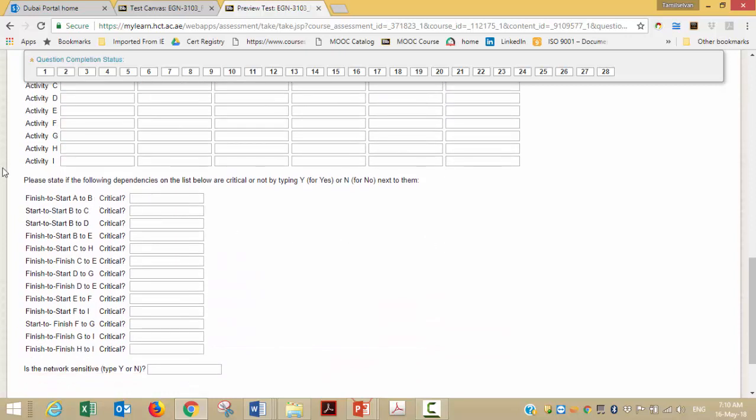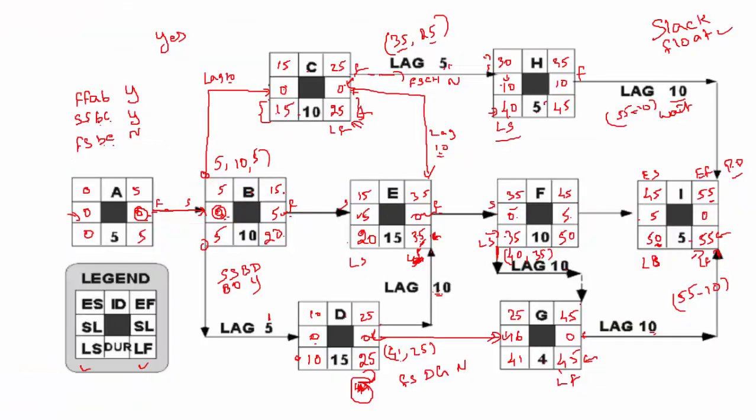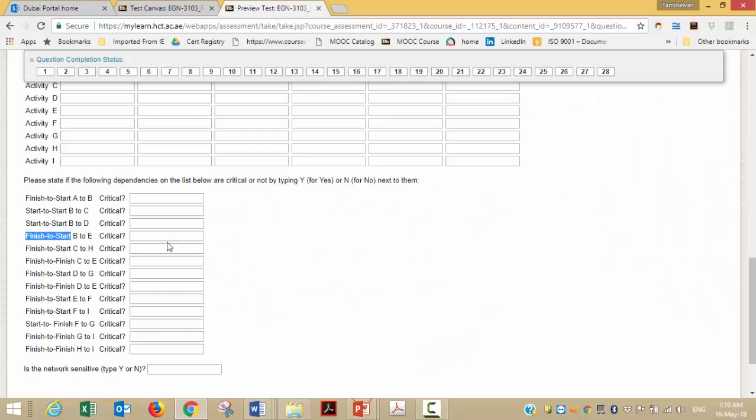Now they're asking, is finish to start activity A to B critical or not? So you need to type yes or no. Let's randomly pick one. Let's choose BE, which is finish to start. Is BE, finish to start, critical? No, we got 5 and 5. So what we have to type here is no. Okay.